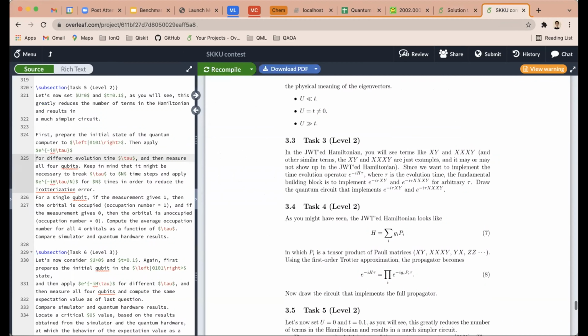Okay, so now task 3 asks you to implement terms of e to the minus i tau xy and e to the minus i tau xxxy using quantum circuits.